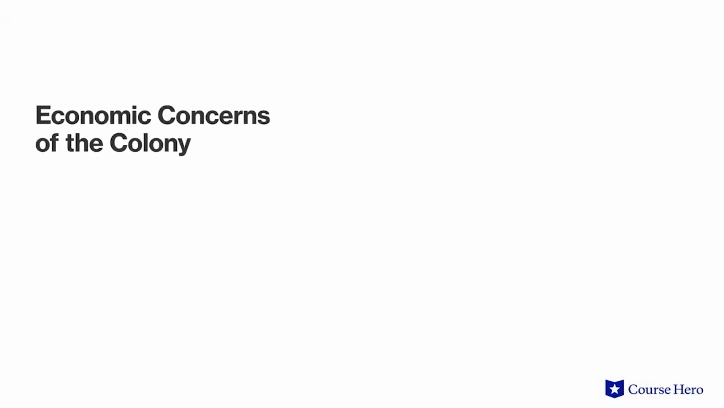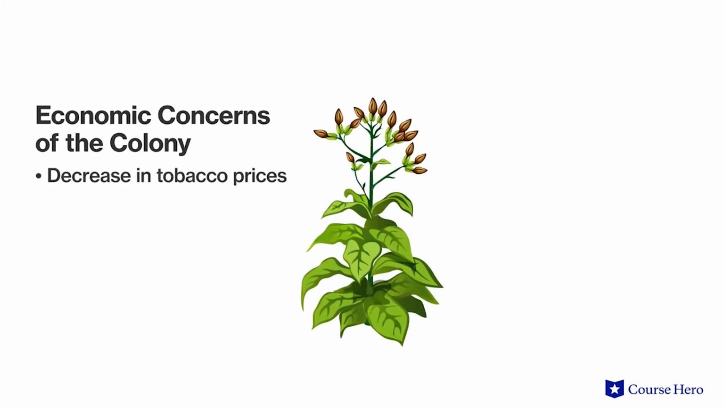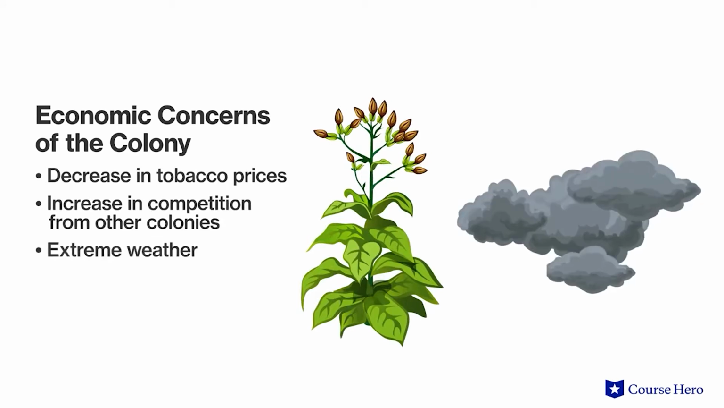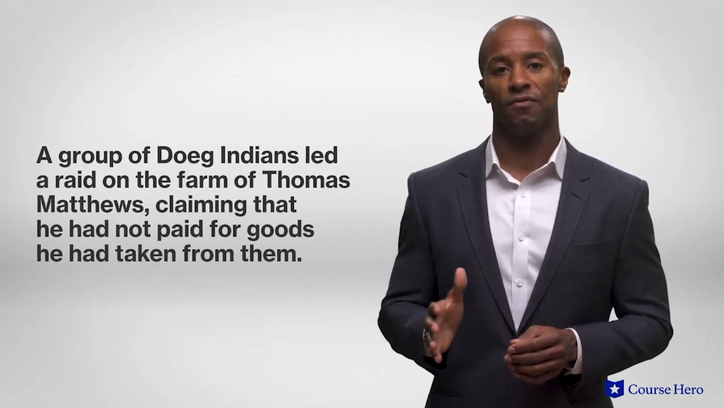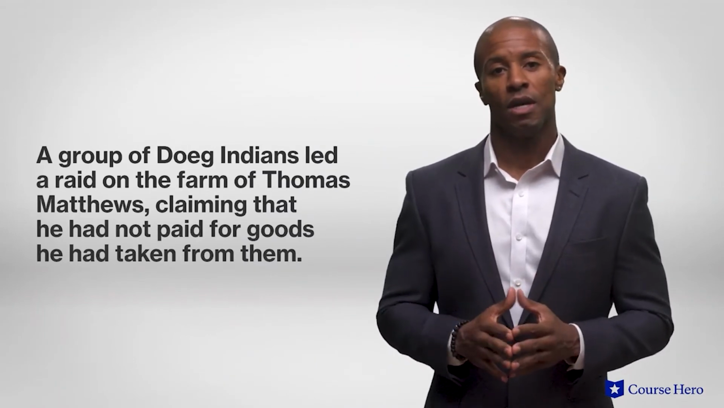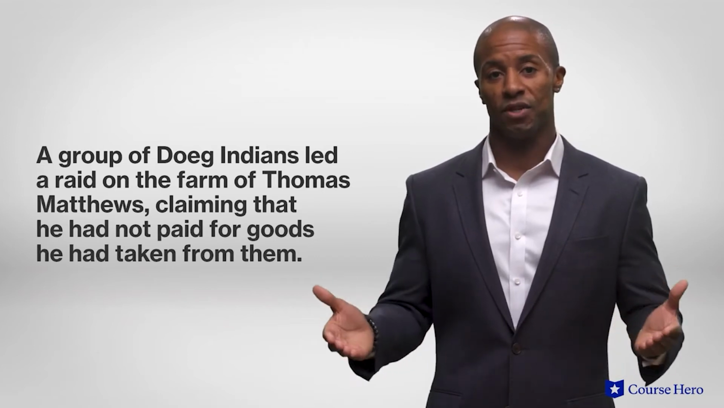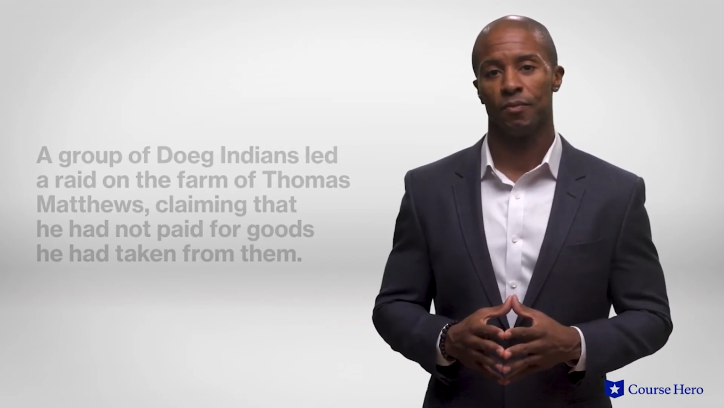Causes of the rebellion began in 1675. The colony faced a number of economic concerns, including a decrease in tobacco prices and increased competition from nearby colonies. At the same time, the colony also faced extreme weather and natural disasters. Tensions reached a breaking point in July 1675. A group of Doeg Indians led a raid on the farm of Thomas Matthews. The raiders claimed Matthews had not paid them for goods he had taken from the tribe.